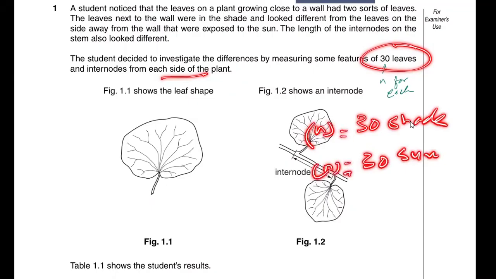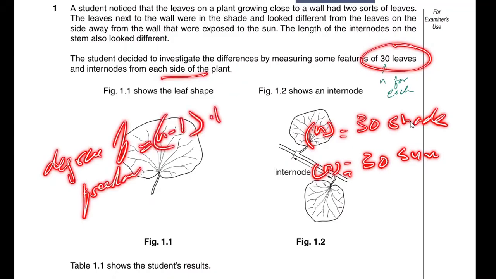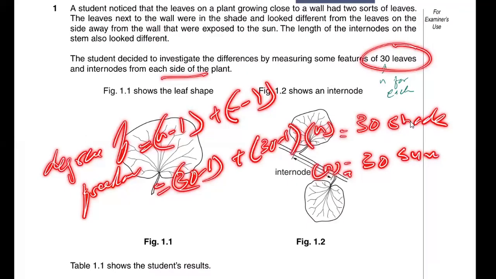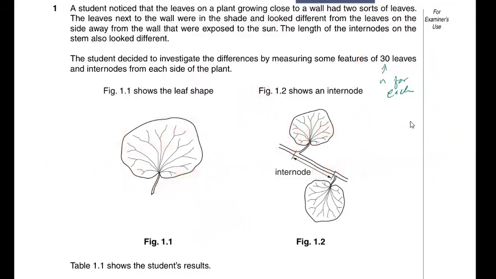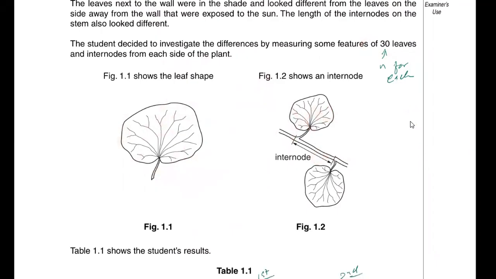Now, eventually, if you'll be calculating the degrees of freedom for this, the degrees of freedom would be n minus 1 plus n minus 1. And here the n would be 30 minus 1 plus 30 minus 1. And the answer would come out to be 58. So this is how the degrees of freedom is calculated. So you just need to read very carefully how many observations were taken for each set of data, not the total observations. So n for each. Anyhow, let's move on.